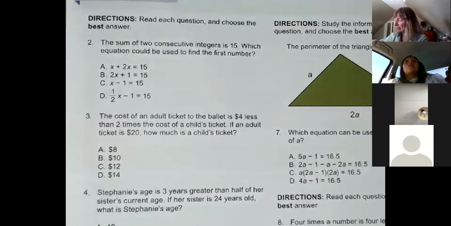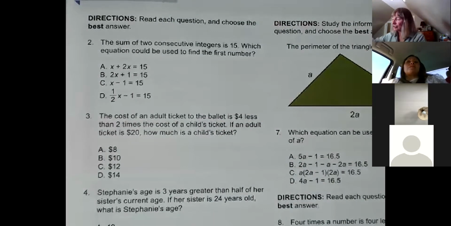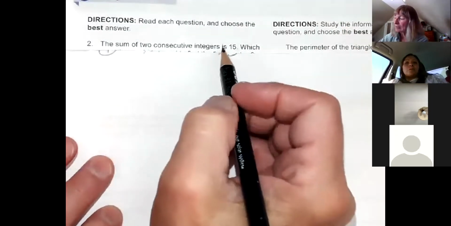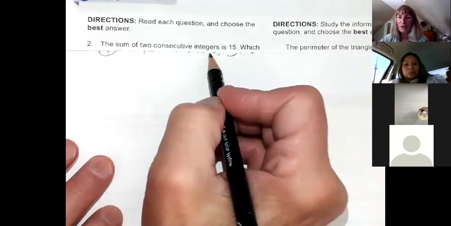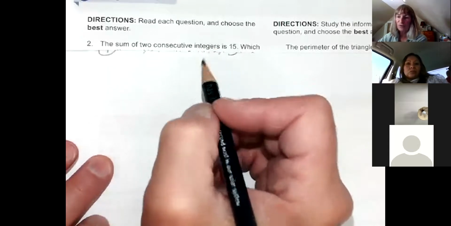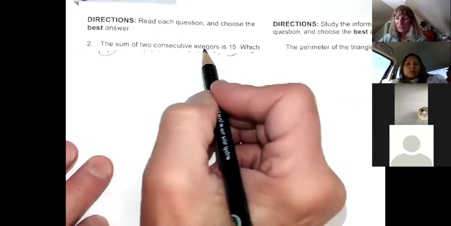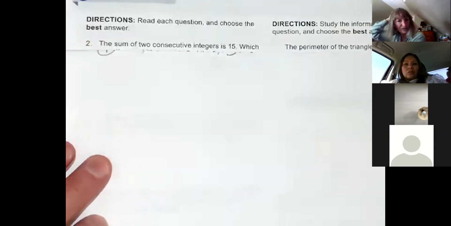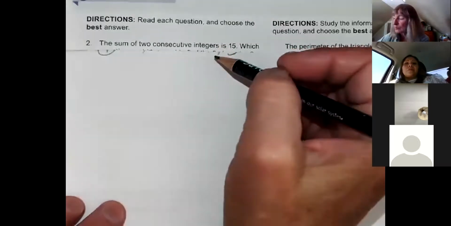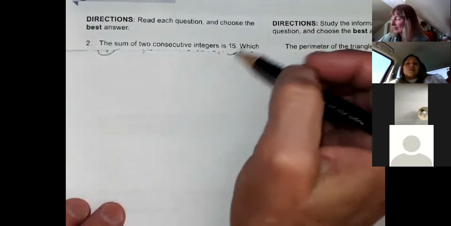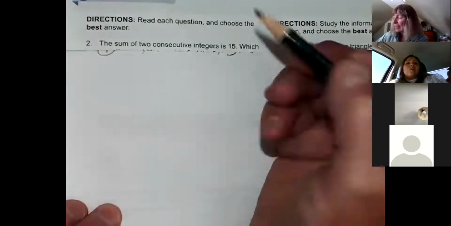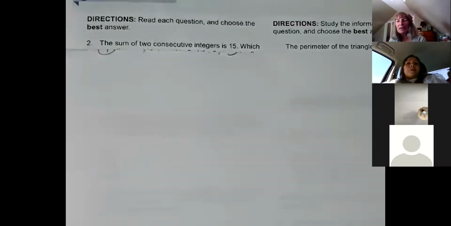So we did have a lesson on integers. The bad news about integers is that they can include the negative numbers, but integers are only whole numbers and their opposites. There's no fractions, no decimals when we're talking about integers. So they just want me to come up with whole numbers, but they might be negative or positive numbers. Sum means the answer to an addition problem. Consecutive means in a row.